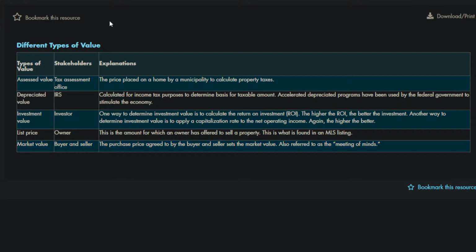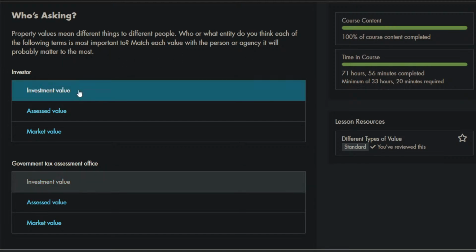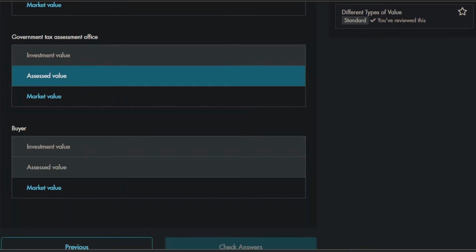It's not quite that easy, and most people aren't going to pay 500 for a $250,000 home. All right. Property values mean different things to different people. Who or what entity do you think each of the following terms is most important to? Match each value with the person or agency it will probably matter to the most. Investor, investment value. Government tax office, assessed value.